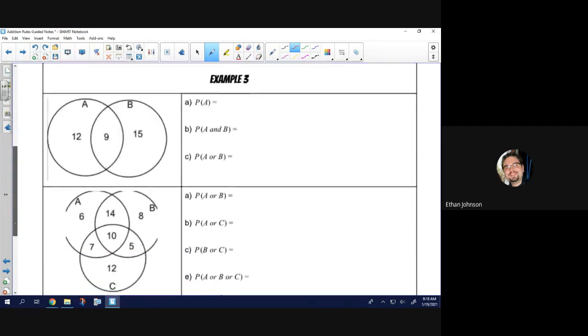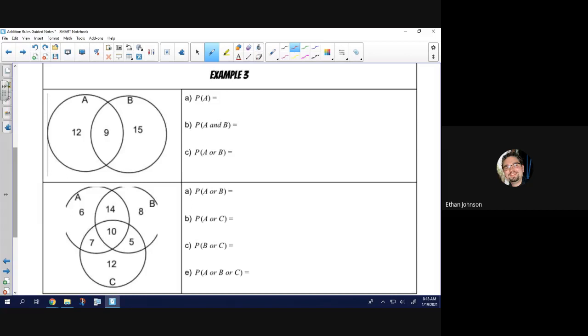In example 3, there are two of them. So in order to do these probabilities, when we have a Venn diagram, I want to know the total in each circle. So my total in A, 9 plus 12, is 21. So I know there's 21 total in group A. 9 plus 15 would be 24 in group B. And I like to make a side note of that. Makes doing these probabilities a lot easier.